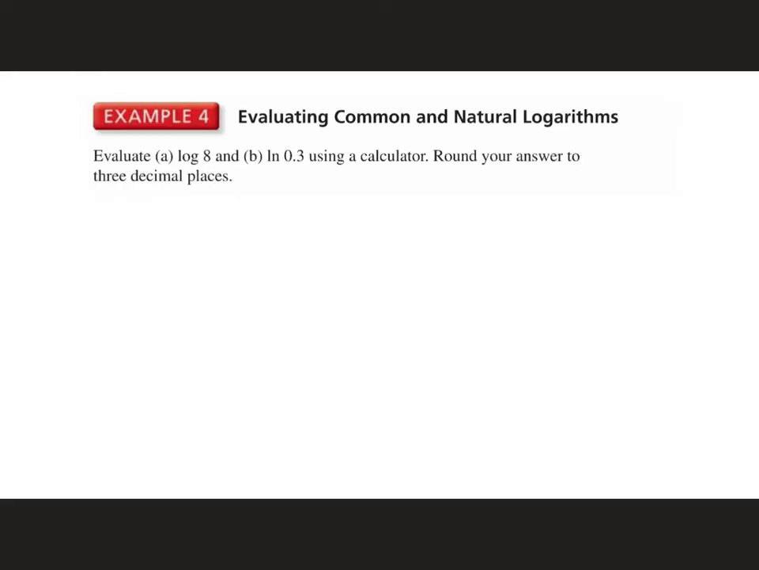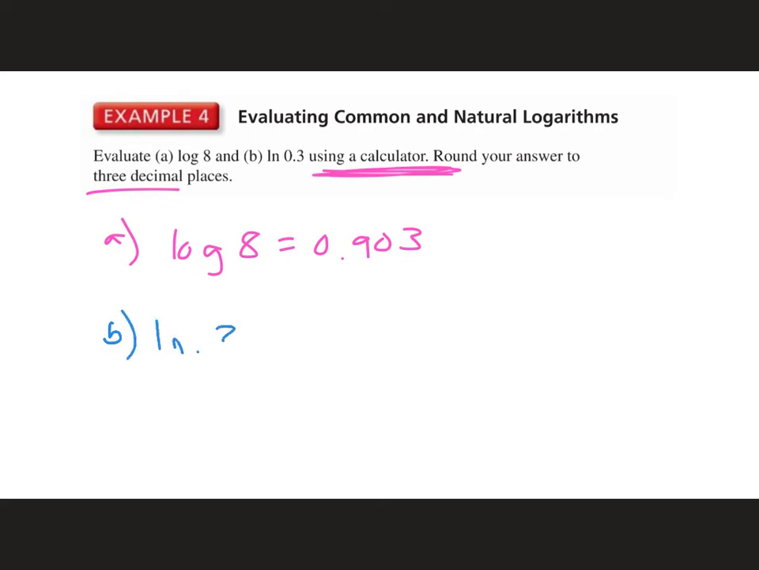So example 4, all it's asking us to do is put it in our calculator. So what is the log of 8? Gotta use your calculator. .903. It just asks us for 3 decimal places, so we're good with that. And then what is the ln of 0.3? Negative 1.204. Let's round up.